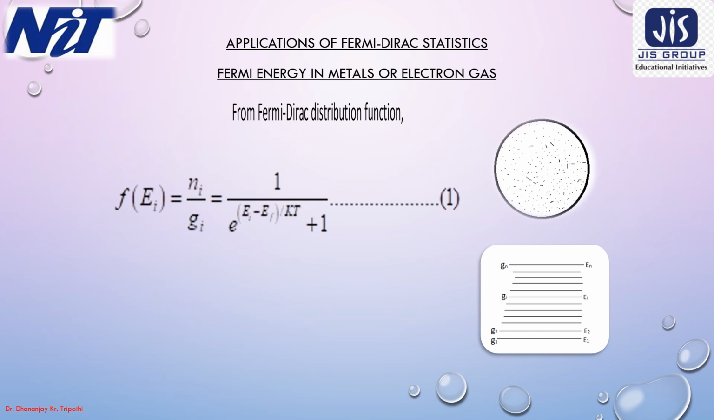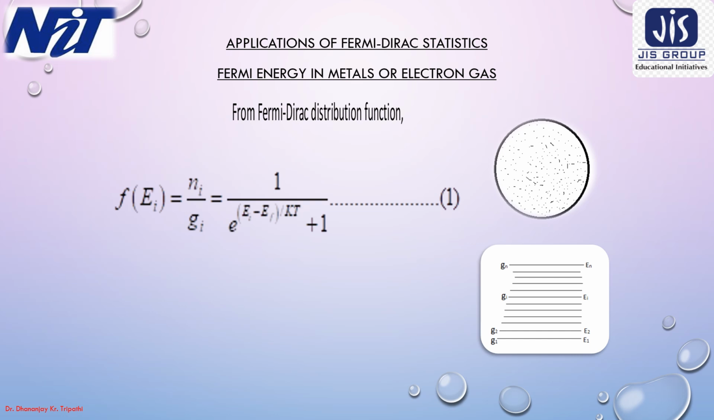Now we will have to apply the Fermi-Dirac distribution function to know the Fermi energy. So at first our task will be to find out the number of electrons. Now let us suppose a conductor in which there is a very large number of free electrons, as seen in the diagram. So we can say that the conductor is an ensemble of a large number of electrons.